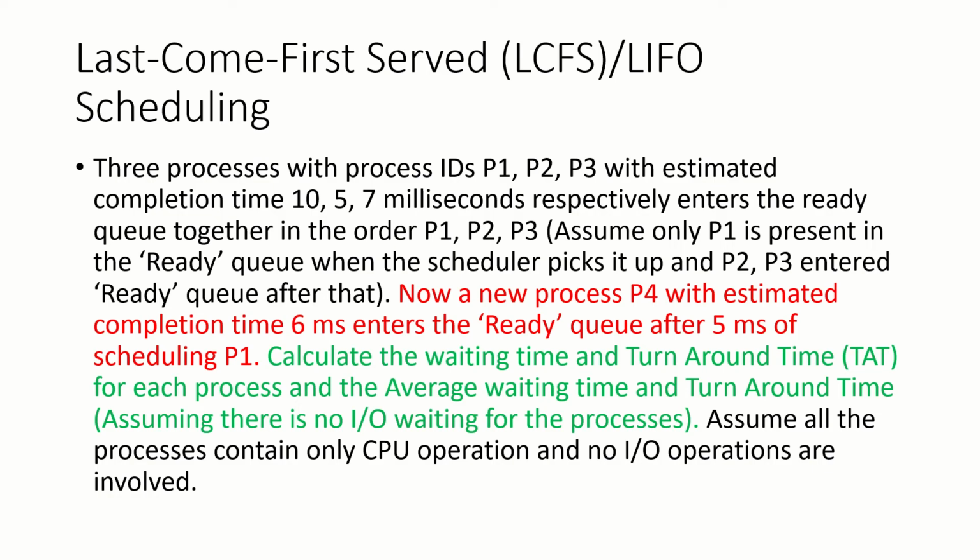First, understand that only P1 will be present in the ready queue when the scheduler picks it up, but P2 and P3 enter the ready queue later. After that, P4 enters. It is a new process, its completion time is 6 milliseconds, but it enters after 5 milliseconds of the scheduling of P1. Now let us see how we can solve this.